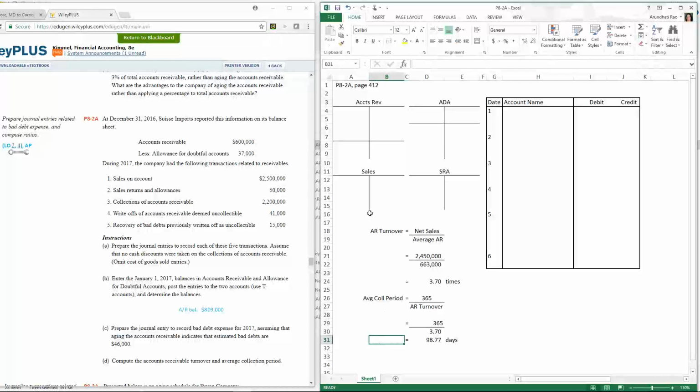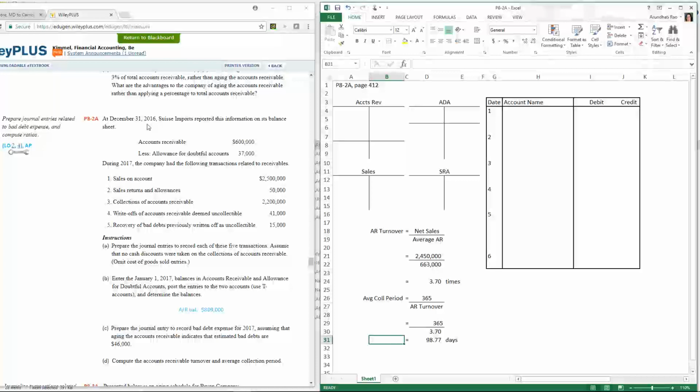Let's work on problem 8-2A, which is your homework problem in chapter 8. This problem deals with various credit transactions and several things that deal with accounts receivable. Let's read the problem first.